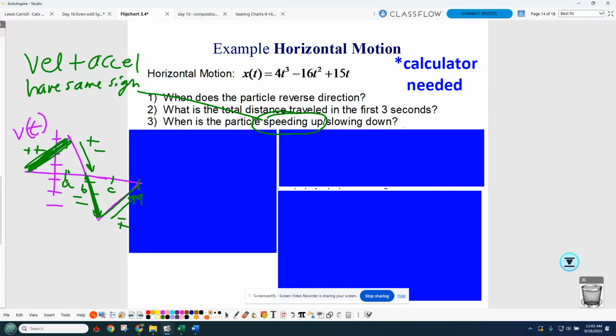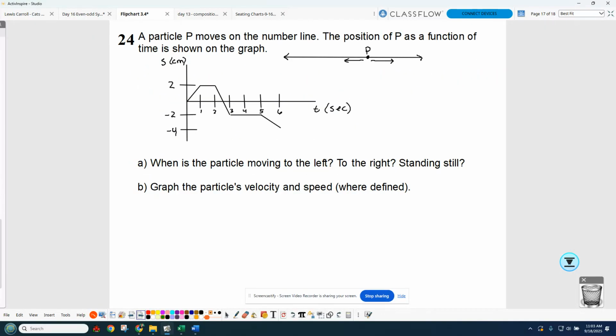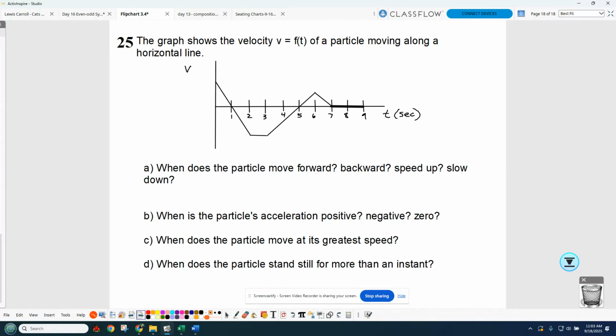Okay? Please do the homework tonight and be careful. What did they give you? This one is a position graph. This one is velocity. Be careful.